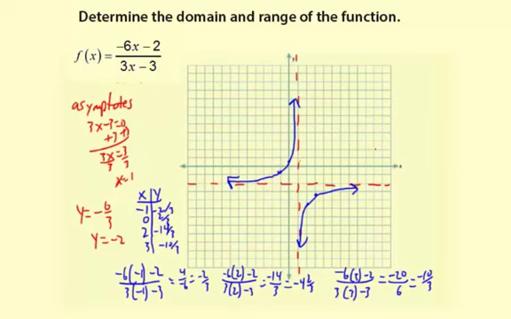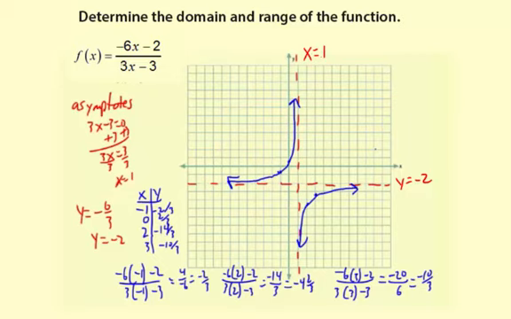You can see there's a vertical asymptote at x equals 1. That means there's no input for x equals 1. And we have a horizontal asymptote on y equals -2. And so there is no output for y equals -2. But all other real numbers, except for x equals 1, can be inputs. All other real numbers besides y equals -2 can be outputs.